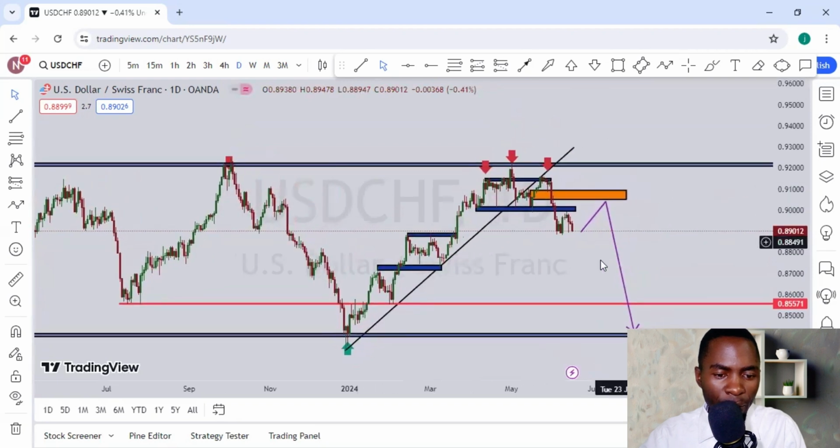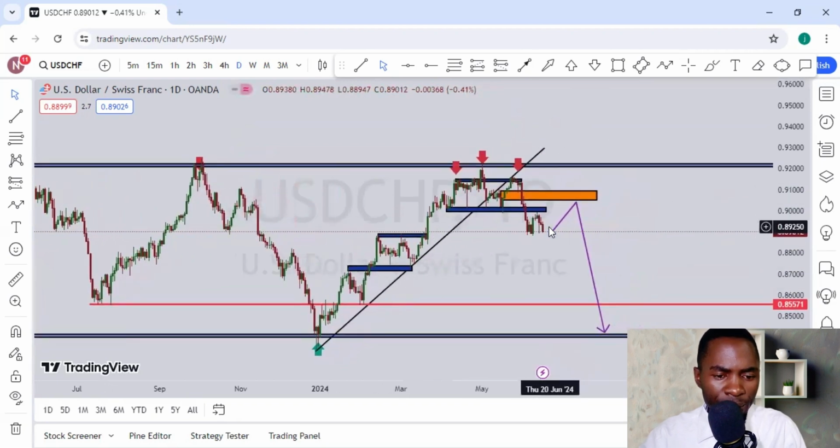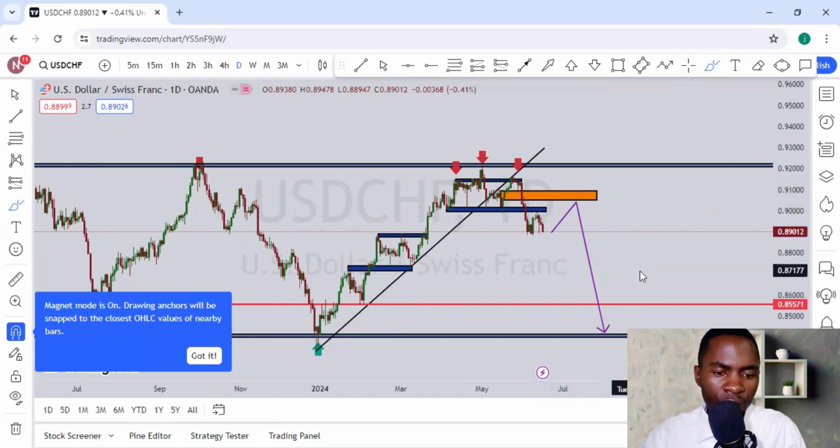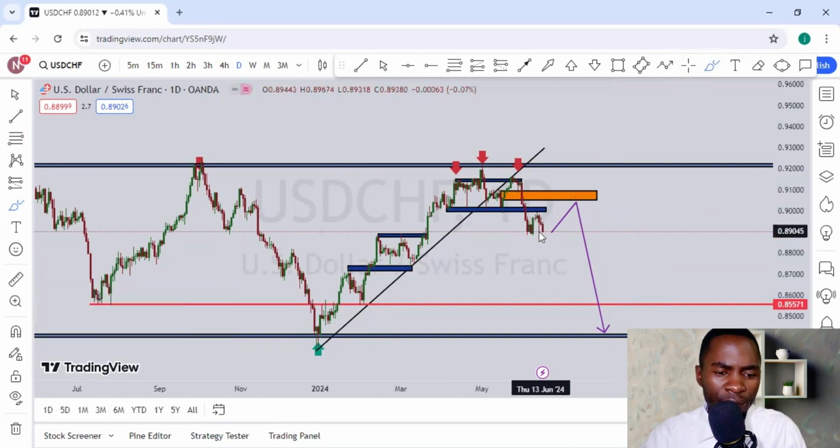I will explain why. I don't want to enter this trade below here because I don't see that this pullback is mature. I wanted something like this one. Even if it breaks here a little bit, then I can take my trade from there to the downside. So I wanted a mature pullback.